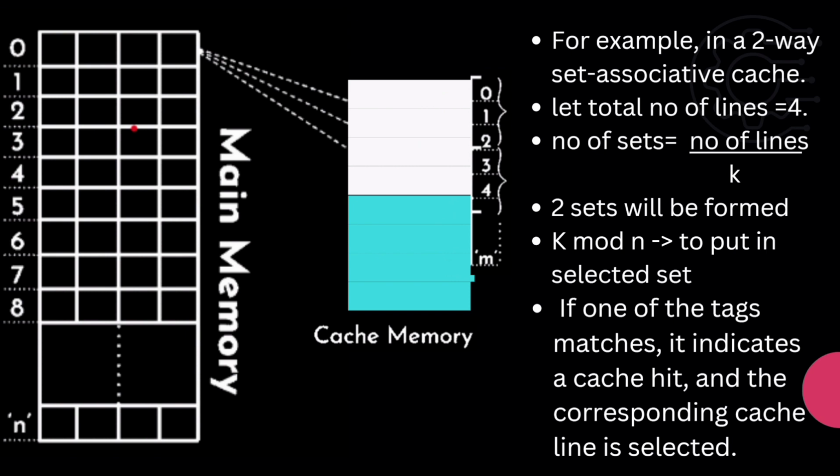Then when you fetch a block from main memory, use the concept of direct mapping, k mod n, where n equals the number of sets. The block will be put in the respective set in any line. If one of the tags matches, it indicates a cache hit and the corresponding cache line is selected. Therefore, this process will be complete.